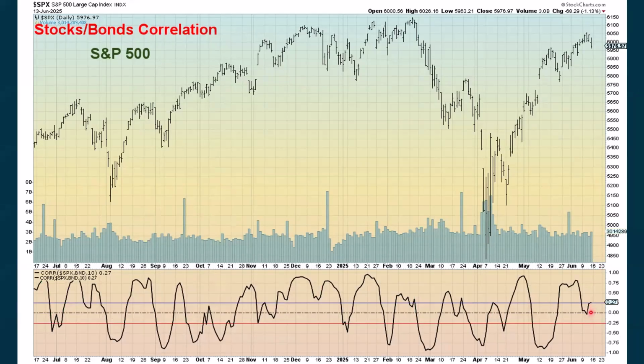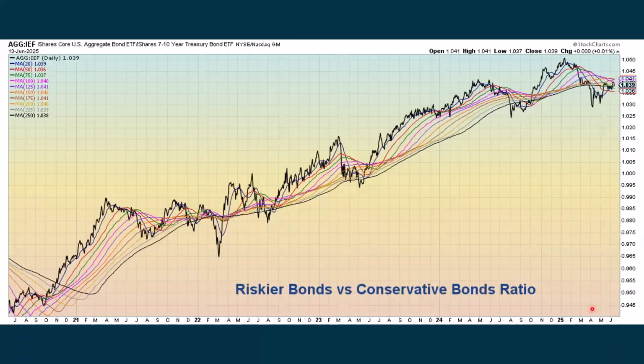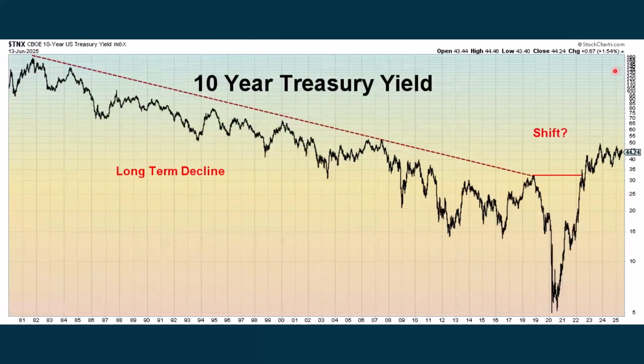Starting to get a little bit stronger with the correlation, but not out of the neutral band that I have here. And we're just kind of chopping along. When we look at riskier bonds, junk bonds versus more conservative bonds, we have been improving overall, but we're not really seeing any real upward thrust according to this study.